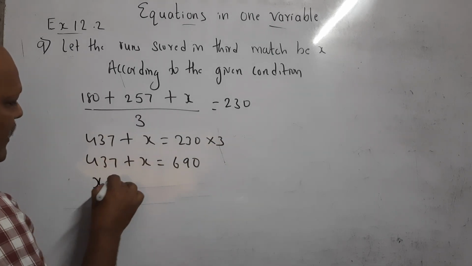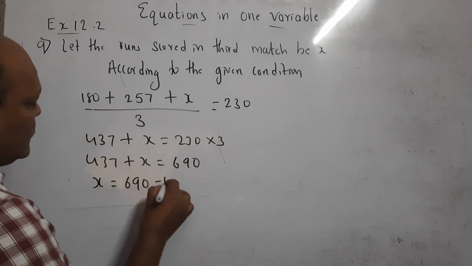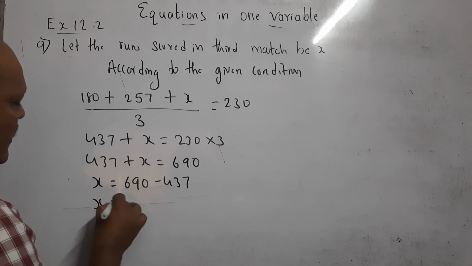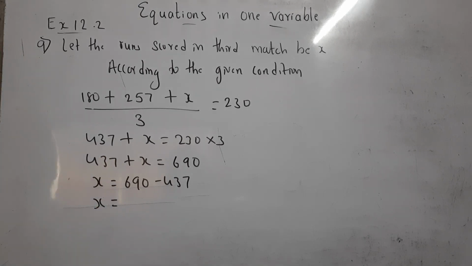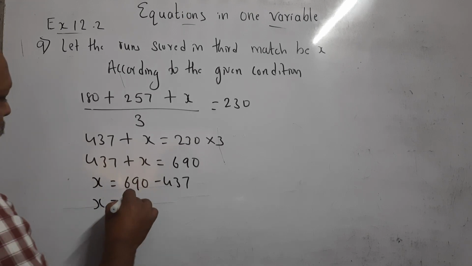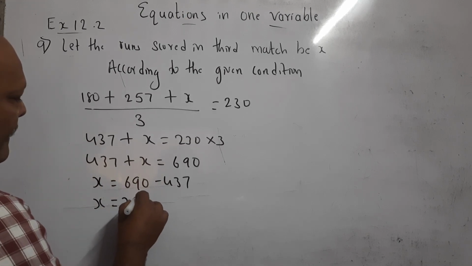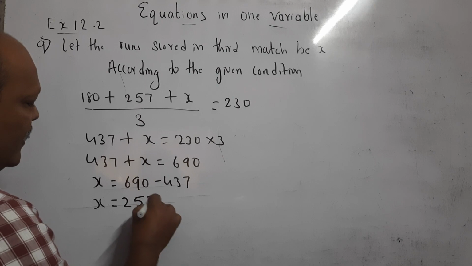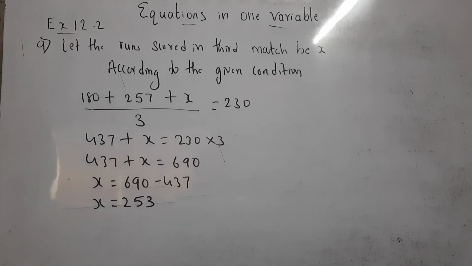437 को वहाँ लेके जाने का. x is equal to 690 minus 437. x is equal to माइनस करेंगे तो कितना मिलेगा? 253. How much you got? 253. That means the runs scored in the third match.